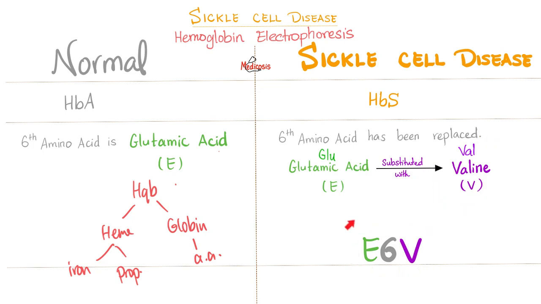So we call it this. E6V. What the flip is that? Normally, I should have E at position number 6. But unfortunately now I have V. So when you say E6V, I know that you're talking about sickle cell disease. I have a video about this in my hematology playlist.